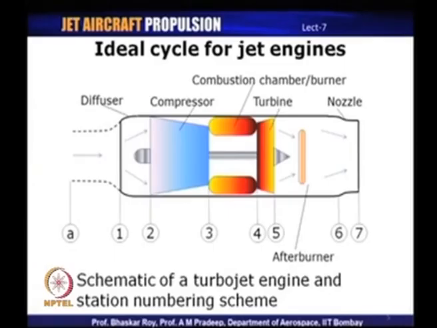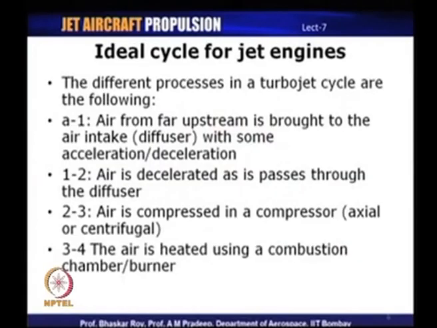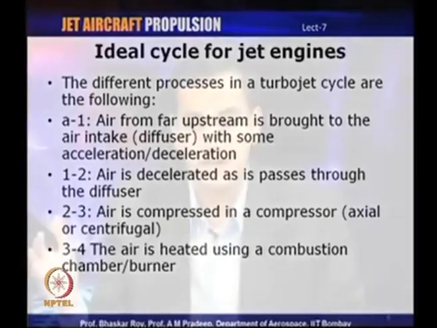Now, how does this look in a TS diagram? We will see that a little later. Basically, each of these components has a certain role to play in the whole Brayton cycle. For example, the diffuser is part of the compression process. As we know, in a Brayton cycle, there are 4 distinct processes: a compression process, a heat addition process at constant pressure, then an expansion process, and again a heat rejection process.